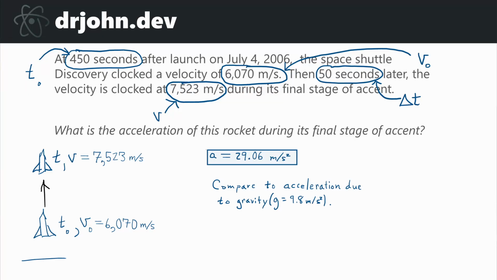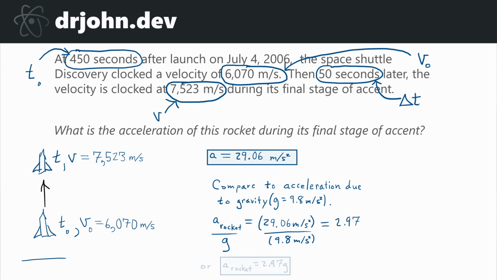It's an acceleration. Regardless, to determine how many g's the Discovery experiences during this stage of the flight, we can divide the rocket's acceleration by the acceleration due to gravity, and we find this to be equal to 2.97, or 2.97 g's. So an astronaut on board the Discovery would weigh almost 3 times their normal body weight during this stage of the launch.